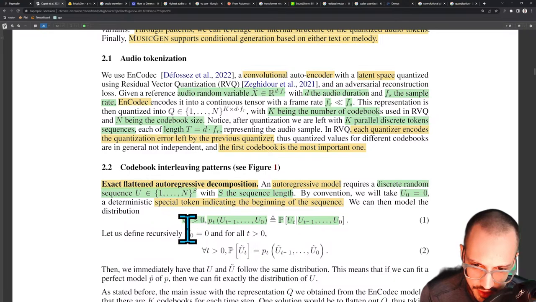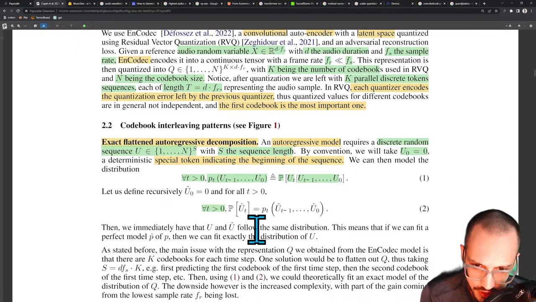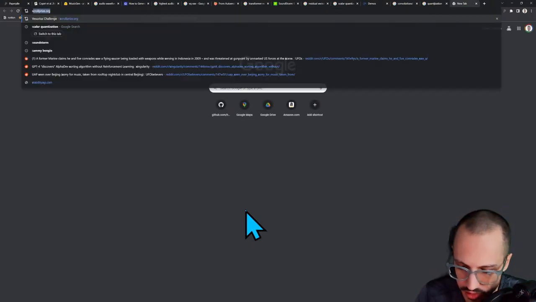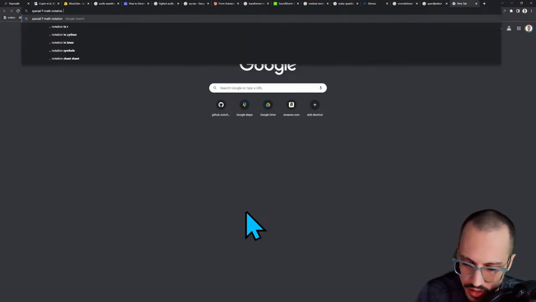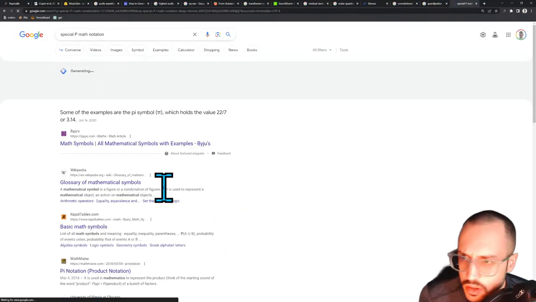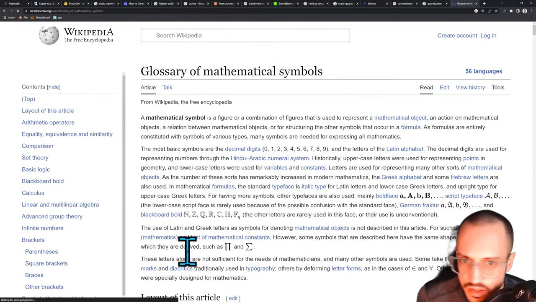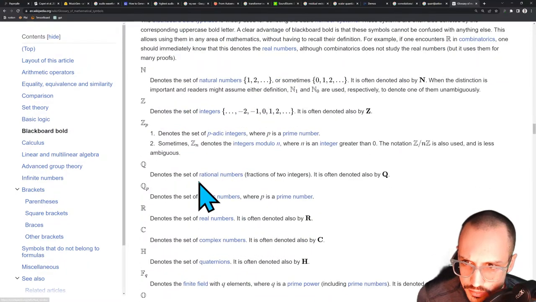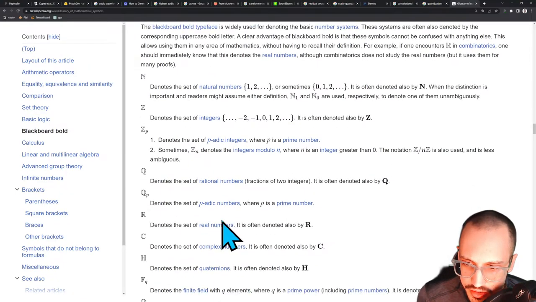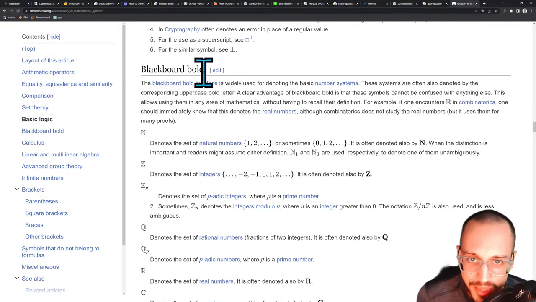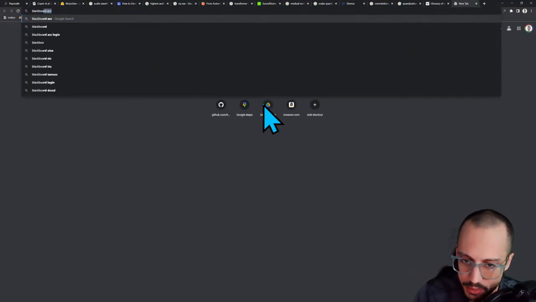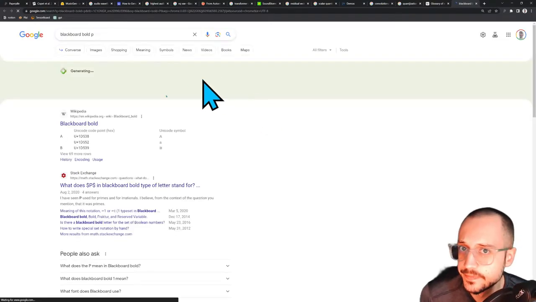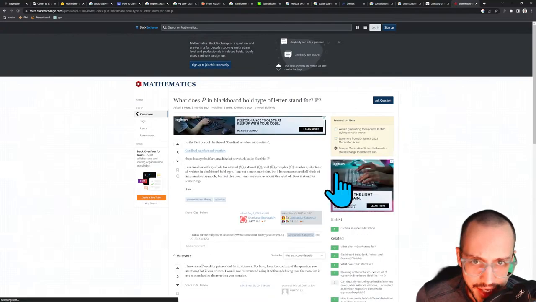Recursively, U tilde 0 equals 0, and for all t greater than or equal to 0. I'm going to be honest with you guys, I don't know what this special P math notation is. Glossary of mathematical symbols. Where is it? It's a P, blackboard bold P. What does P in blackboard bold stand for?